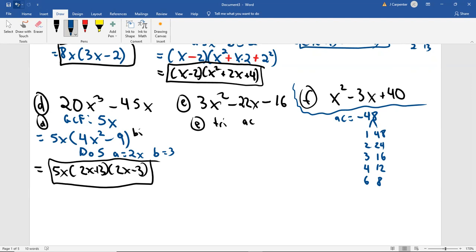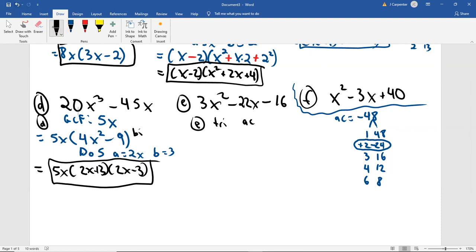48 minus 1 is 47. Nope. 2 and 24 is 22. Yep, that's going to be the pair. Just double check. 16 minus 3 is 13. Nope. 12 minus 4 is 8. Nope. 8 minus 6 is 2. Nope. But these need to make a negative 22. And I gave you a hint previously that the larger number should always be the same as this sign. So it's definitely a negative 24 and a positive 2. Make both negative, they'd make a negative 26. And also the product would be positive and not a negative.